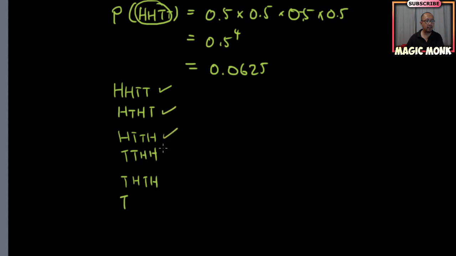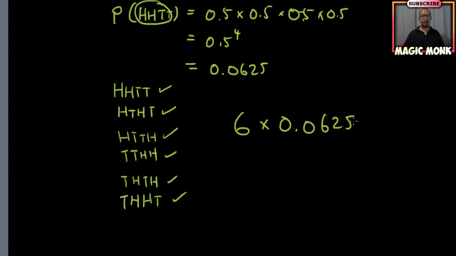HT, HTTH, TTHH, THTH, THHT. That's it. 2 heads in the middle. So once we've got 6 combinations, then we can just go 6 times 0.0625. Okay, because there are 6 possibilities, 6 outcomes out of 16 outcomes.